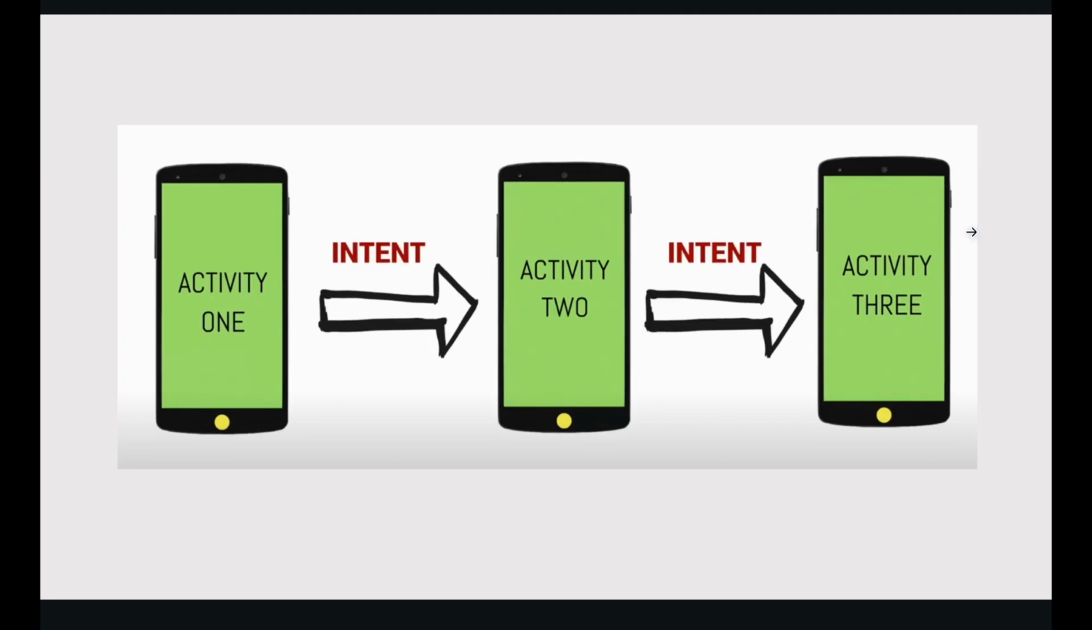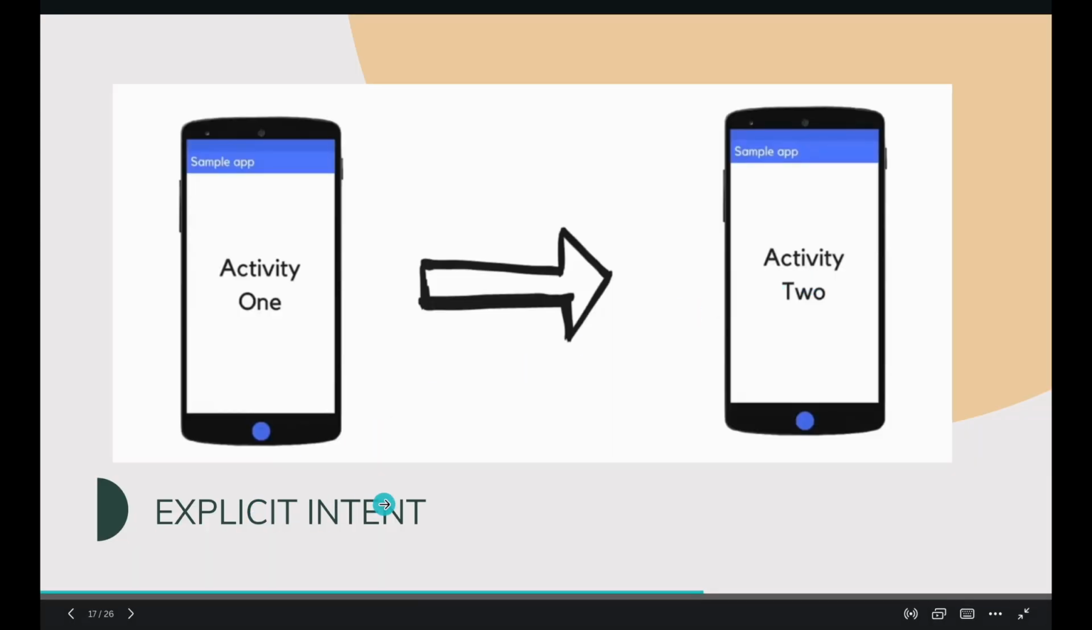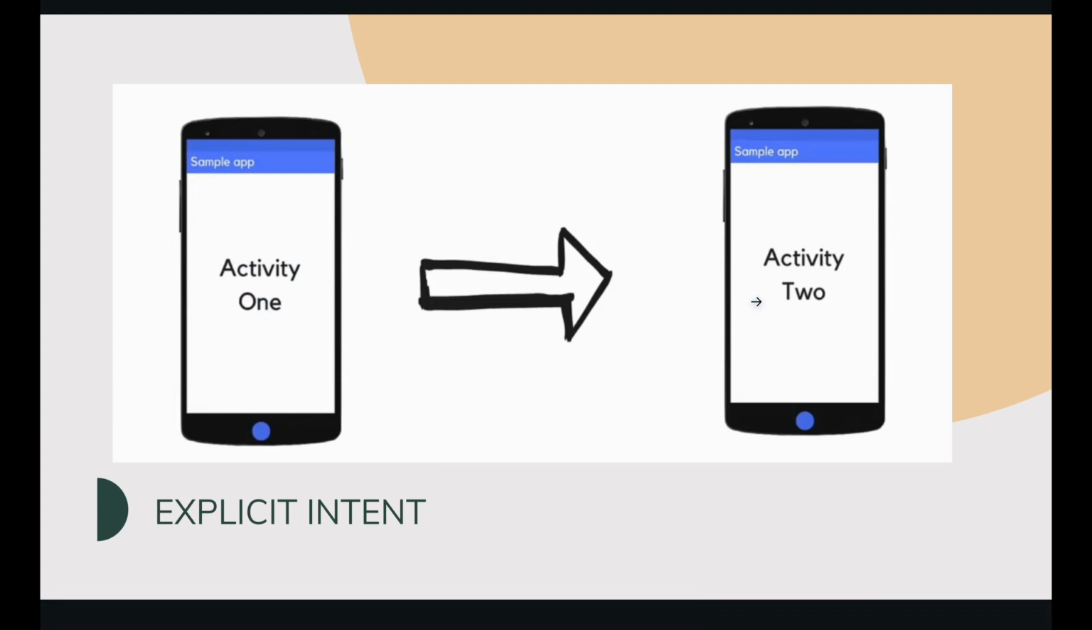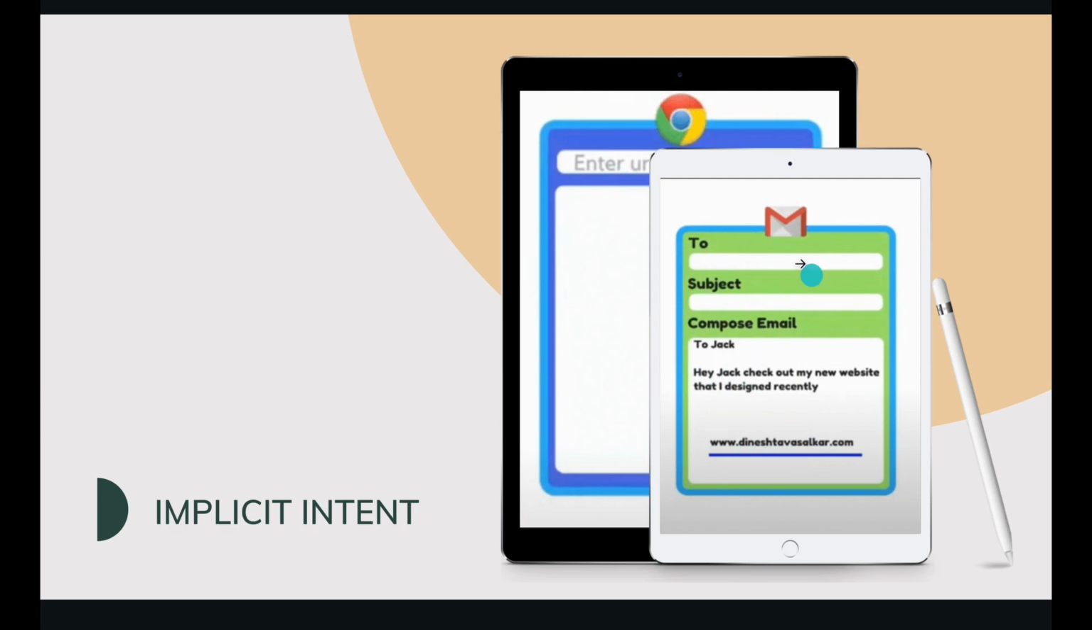We have two types of intents, that is explicit intent and implicit intent. Explicit intent is nothing but taking the information from one activity to another activity in the same application. We know Instagram. In Instagram, from the login page to the front page, it takes, so this uses explicit intent. What is implicit intent? Implicit intent is from one application to another application. What all I enter here, this information is taken to another application. This is called implicit intent.